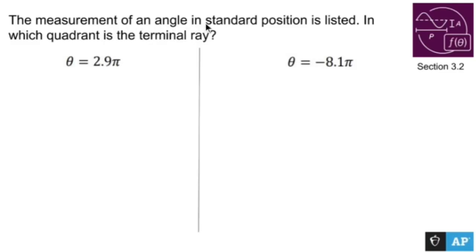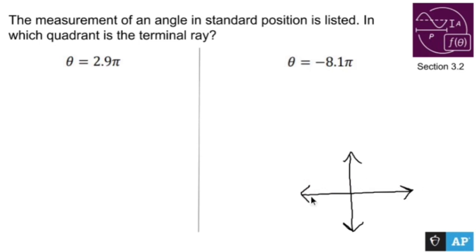The measurement of an angle in standard position is listed. In which quadrant is the terminal ray? Now, a terminal ray is basically, if you were to look at it, and these are in radians, terminal rays exist at its original measurement between 0 and 2 pi.